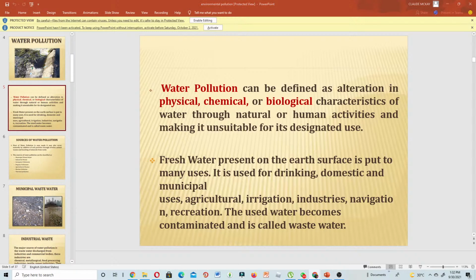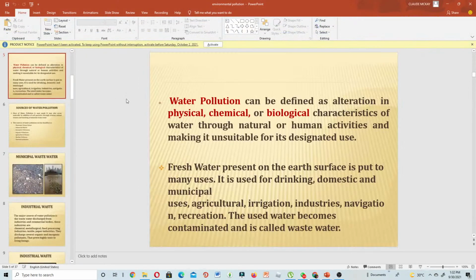Water pollution can be defined as alteration, and again, the word alteration means change. So that word that you see there, alteration, actually means change. So what they are saying is, under normal circumstances, if human beings were not doing anything in our daily lives to change the environment, then we wouldn't be affected by pollution.